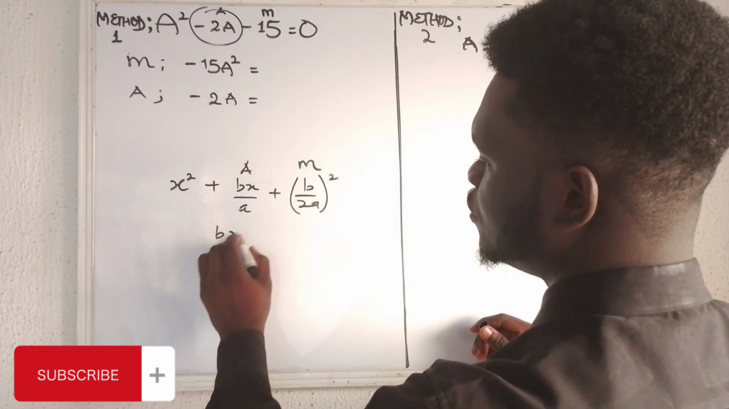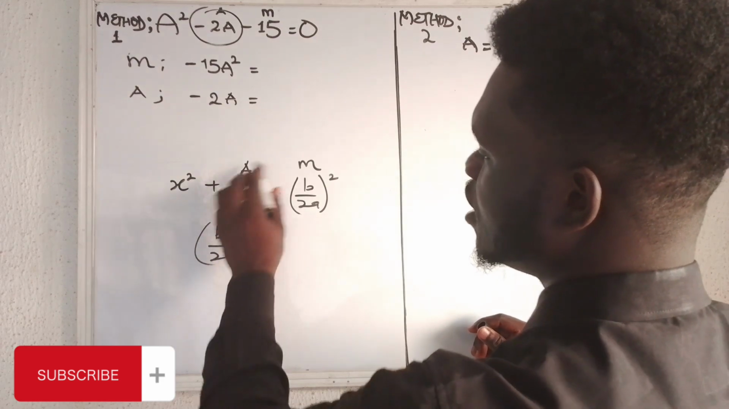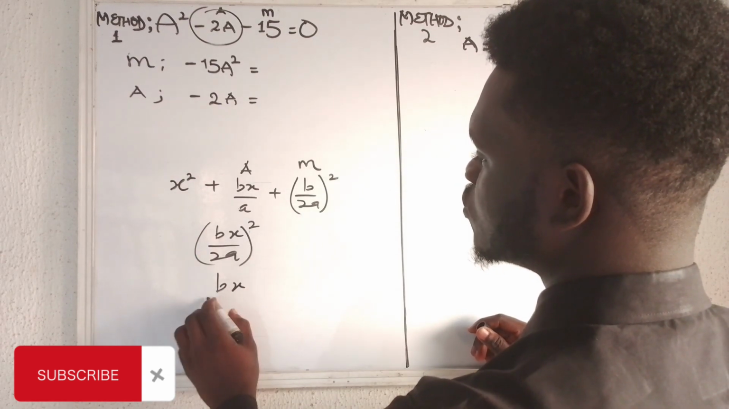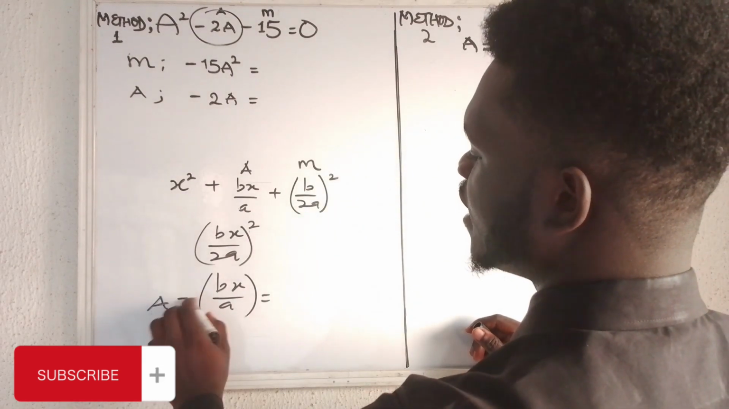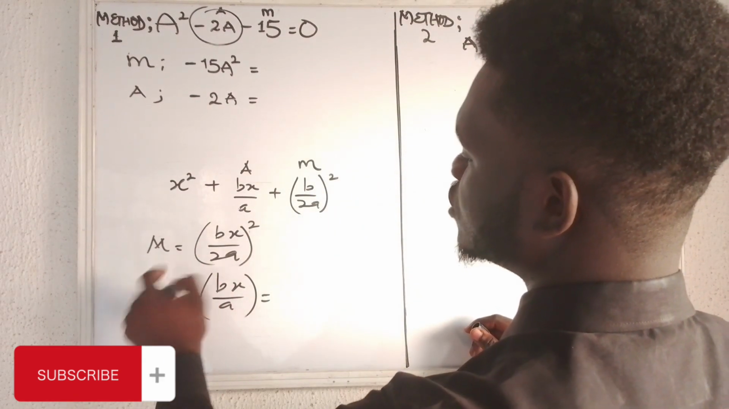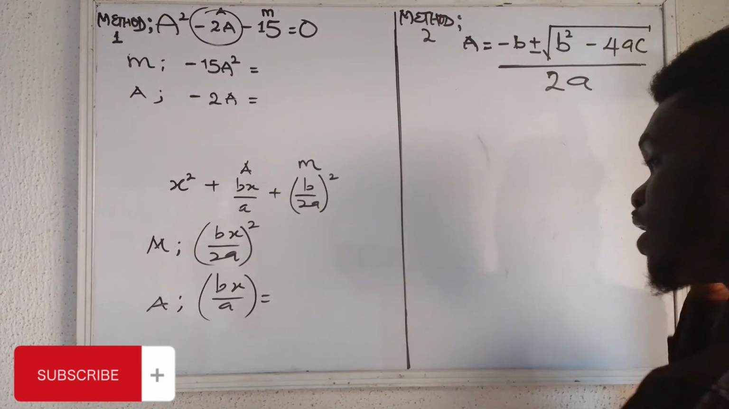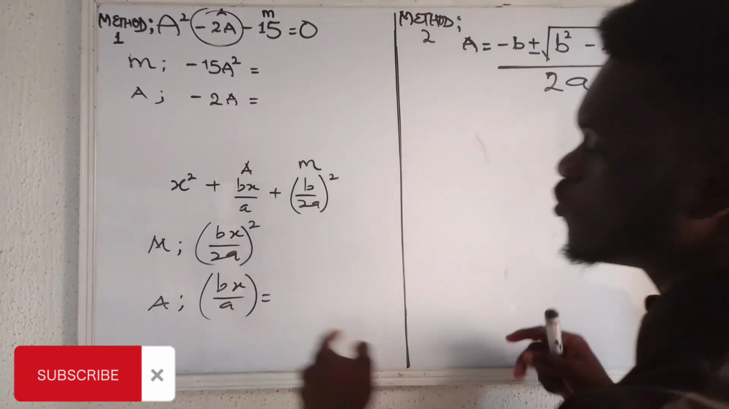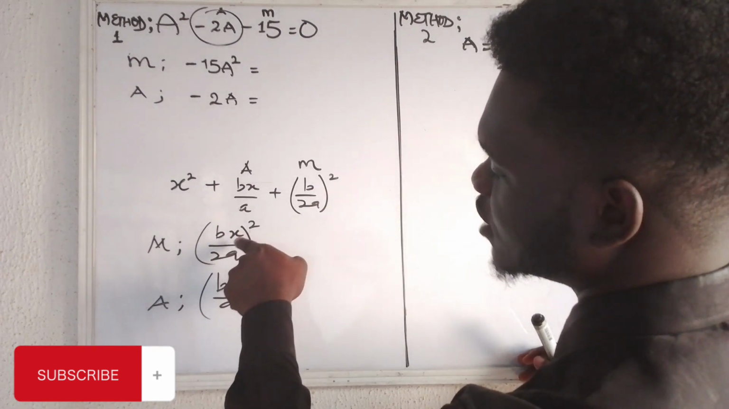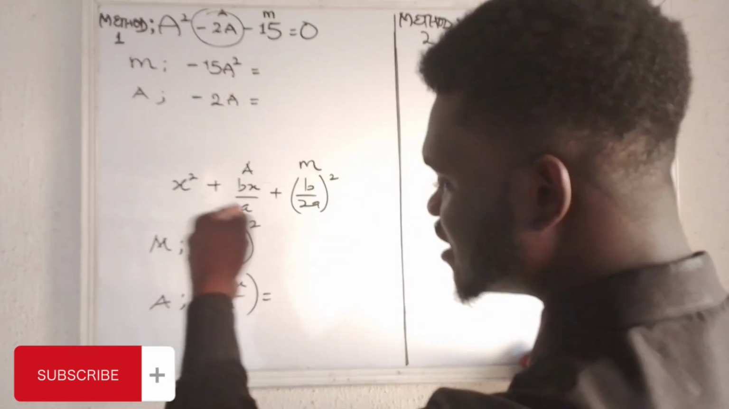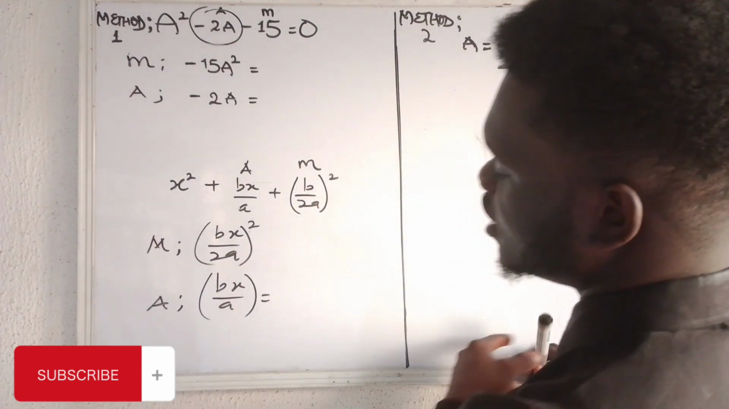So we have bx over 2a all squared, while for this other part we have bx over a. Now the question here is, this is for the A, right? But this is for the M. So the A is the addition, while the M is the multiplication. So what are we going to multiply together that will give you bx over 2a all squared? That same number will be multiplied together, and added together to give you bx over a.